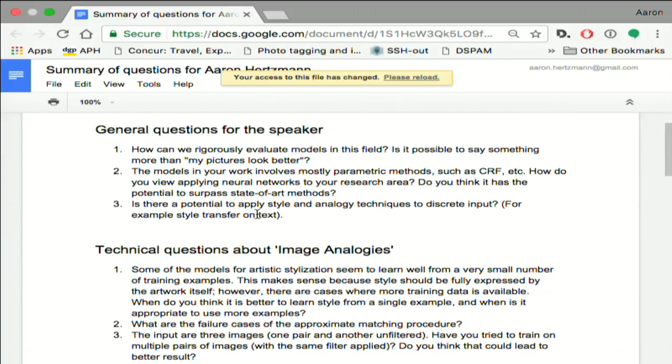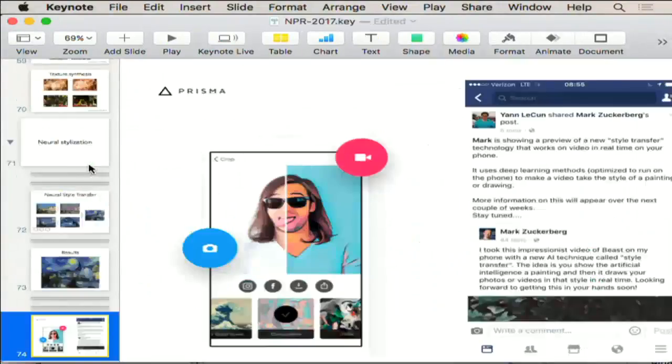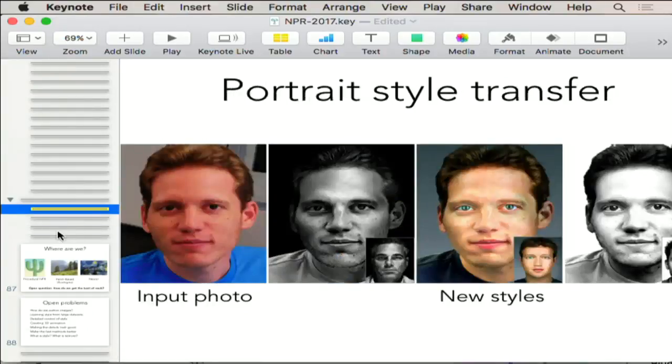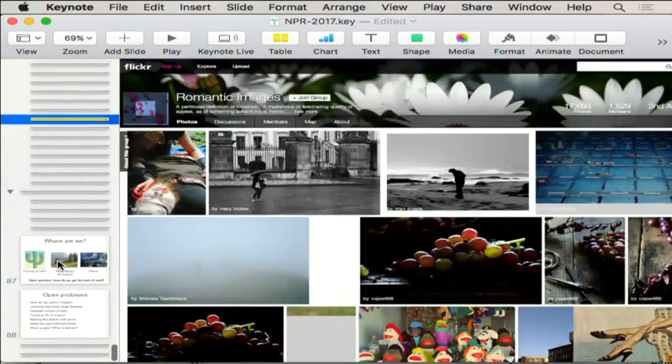Another question, so for the image analogies again, some of the models for artistic stylization seem to learn well from the small number of training examples. This kind of makes sense because the style should be expressed in the artwork. What do you think about learning style from multiple examples rather than just transferring one example?